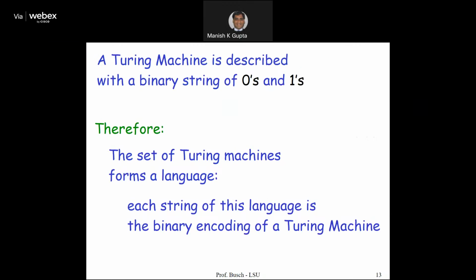Next. So the summary is that a Turing machine is described with a binary string of zeros and ones. Okay. You can convert every Turing machine into a binary string of 0 and 1, right? Fine. Next. Therefore, the set of Turing machines forms a language. Because the language definition is what? A bunch of strings over some alphabet. Here the alphabet is 0 and 1, you can assume. So the set of all Turing machines forms a language. Each string of this language is the binary encoding of a Turing machine. Okay? That is a very key idea.